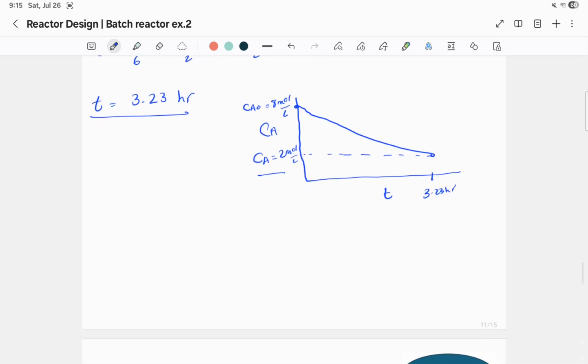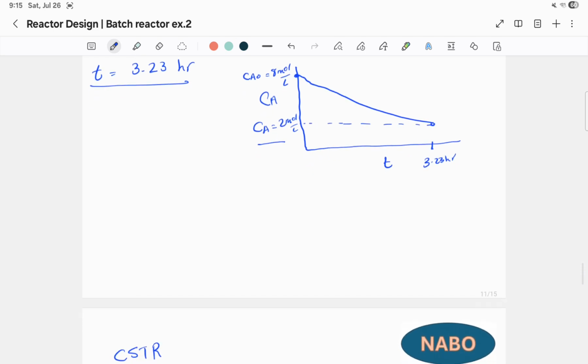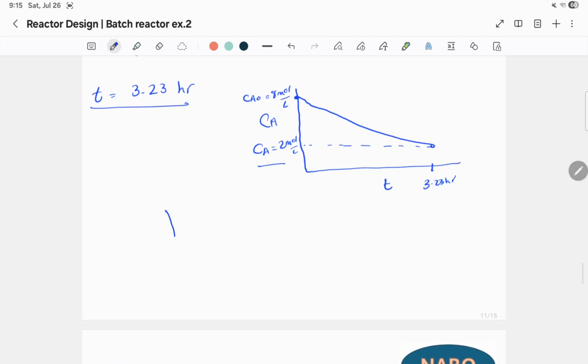On the other hand, if you look at the plot of the concentration of B, which is the product, with respect to time inside the reactor, you'll notice that at time 0, the concentration of B was 0, and with time, you'll notice an increase in the production of B because more products are being produced with time.